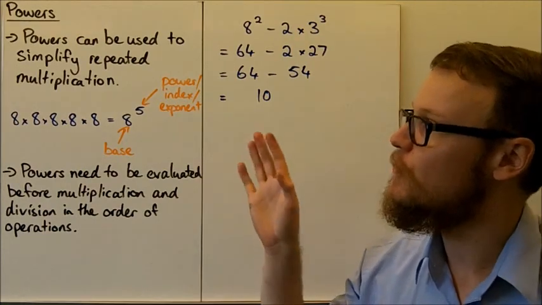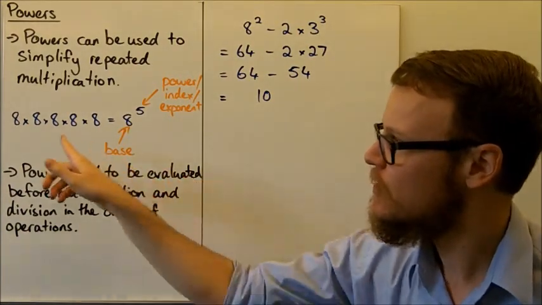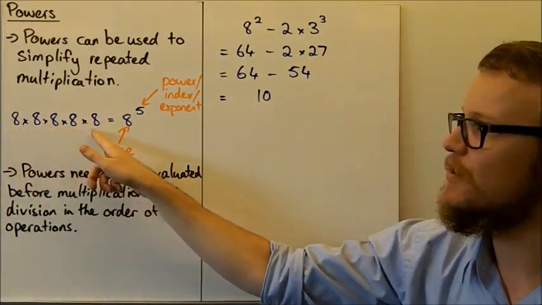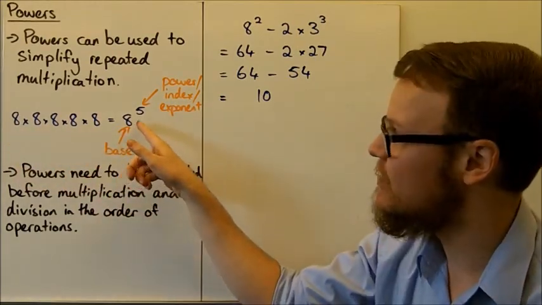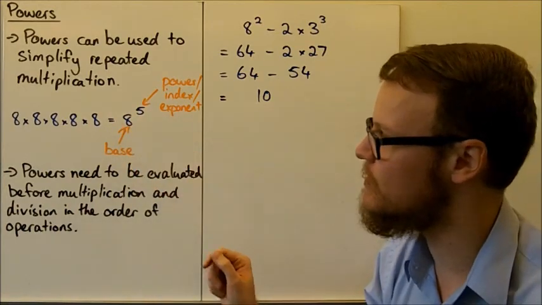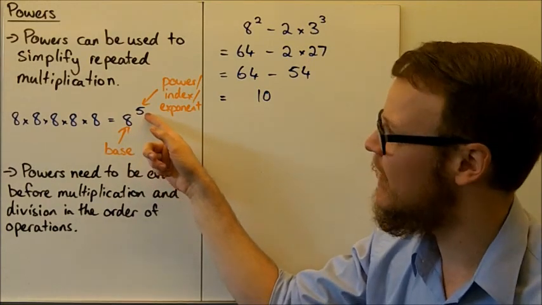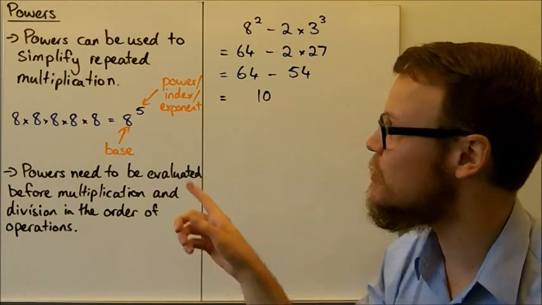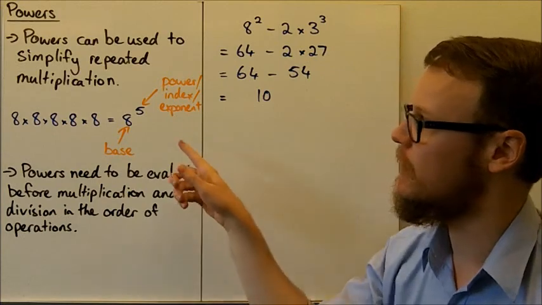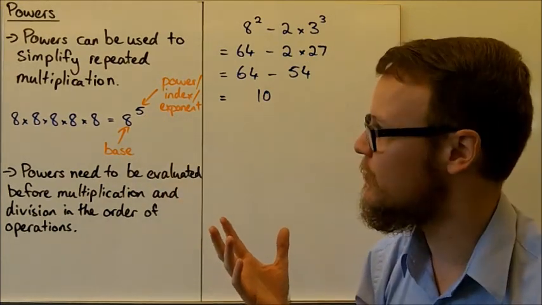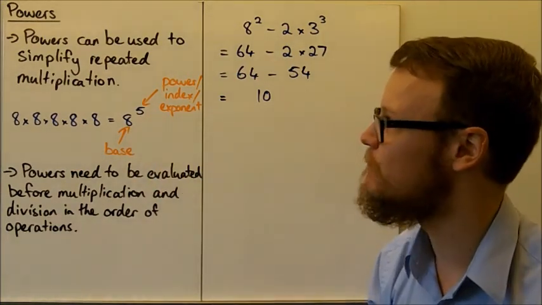We can also simplify repeated multiplication by using this power notation. So if I use 8 times 8 times 8 times 8 times 8, and I've got 8 multiplied 5 times, that's the same as 8 to the power of 5. That's what this notation means. The number that has the power raised to it is called the base, and the power can be called the power, the index, or the exponent. It just means exactly the same thing. This means that I have multiplied 8 5 times.